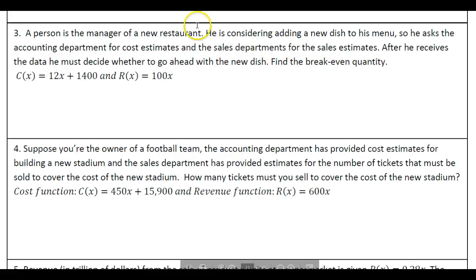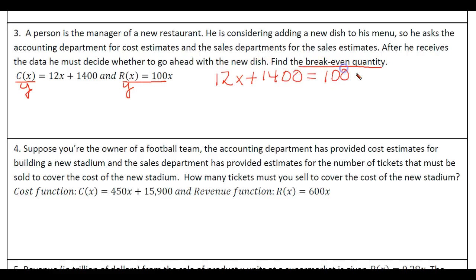Now in number 3, after reading this over, and we'll give you time, we see this is something we've done before, where this is our cost function, and this is our revenue function, and they're looking for a break-even quantity. So we said this could be substituted with a y, and so is this one. So we then get 12x plus 1400 equals 100x.